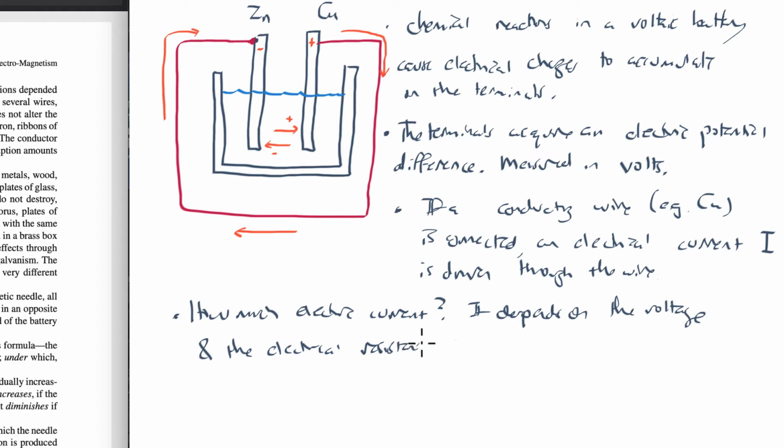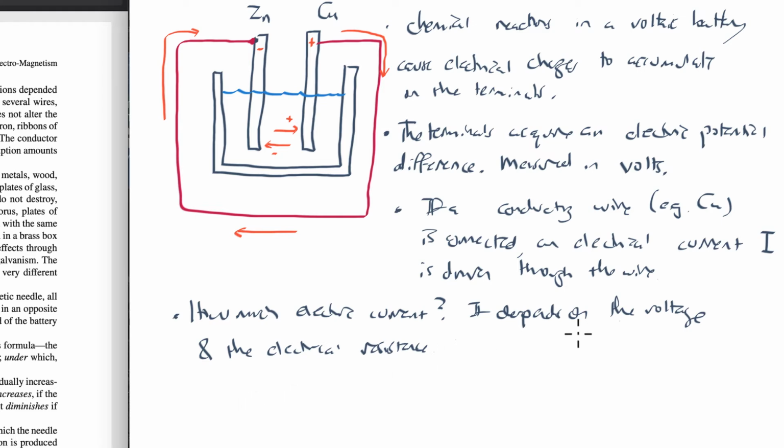So the voltage that's being applied to this, that's trying to drive the current through it, depends essentially on the strength of the chemical reactions, or the rapidity with which these chemical reactions happen and can accumulate the positive and negative charges on the terminals. Whereas the electrical resistance is a property of the wire itself.